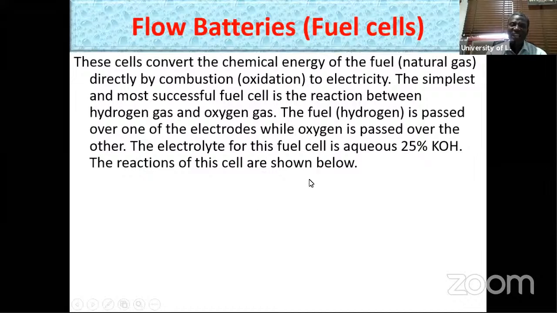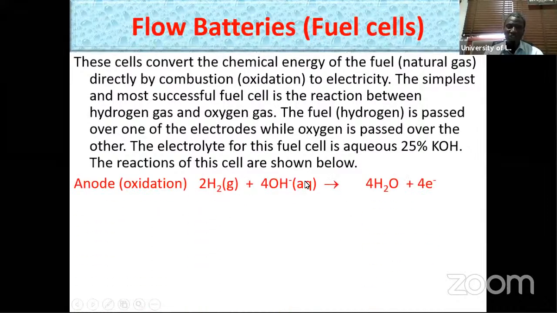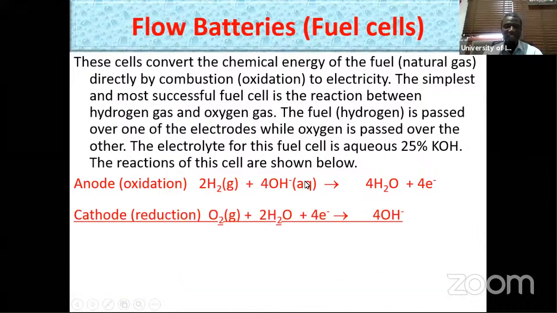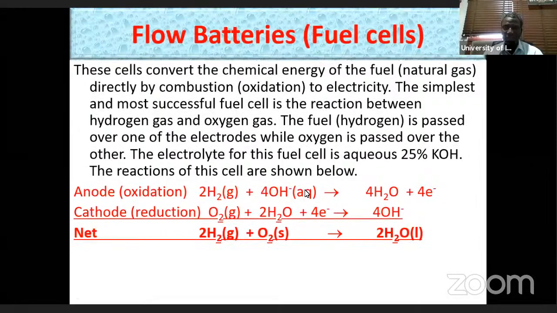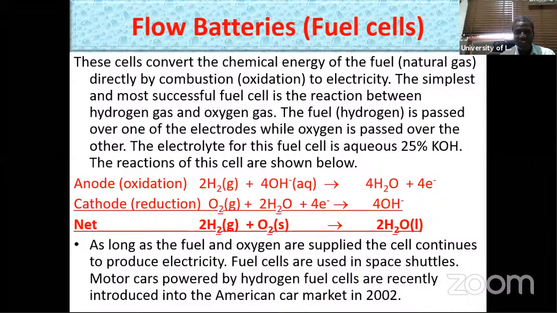And then the electrolyte normally in fuel cells is 25% potassium hydroxide. In this example, the oxidation reaction is this, the cathode reaction is that, and so this is what you actually have as the net reaction. You see, this is the simplest form that you have. You can also have it in forms of methane, not just hydrogen. This is the simplest and the most common one.